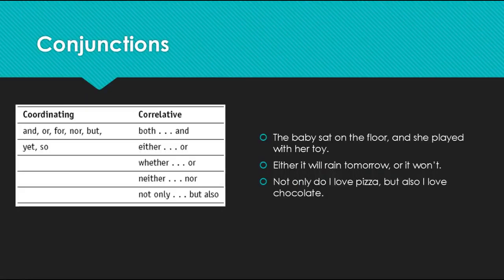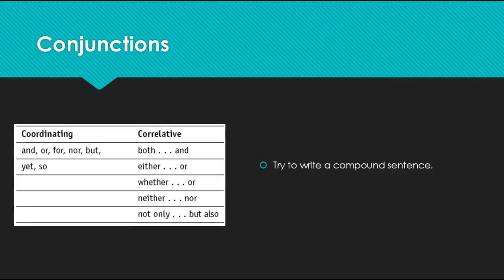The baby sat on the floor and she played with her toy. Either it will rain tomorrow or it won't. There's my first time using a different set of conjunctions, one from the first sentence to the second, to create a compound sentence. I'm going to choose another one similar. Not only do I love pizza, but also I love chocolate. I ate chocolate today. It was terrific.